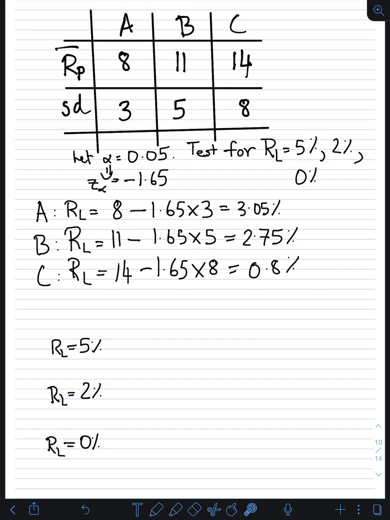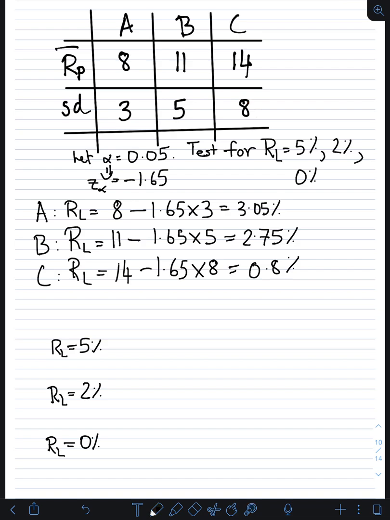So these numbers are all expected values, right? The expected return 8 minus 1.65 times its standard deviation, 11 minus 1.65 times its standard deviation, 14 minus 1.65 times its standard deviation. And we get these three numbers. And now we're going to check based on our three cutoffs which portfolios do we choose.